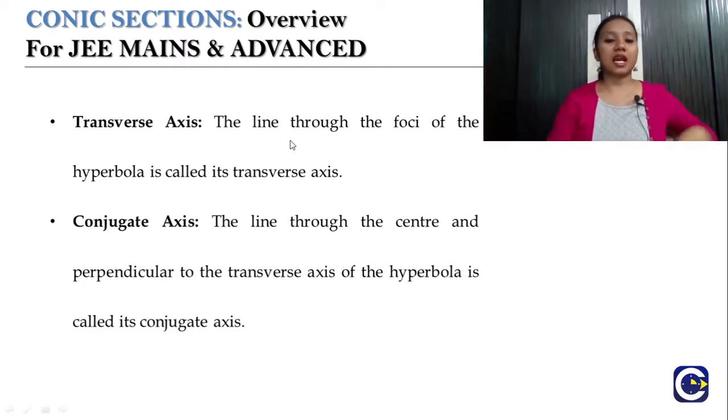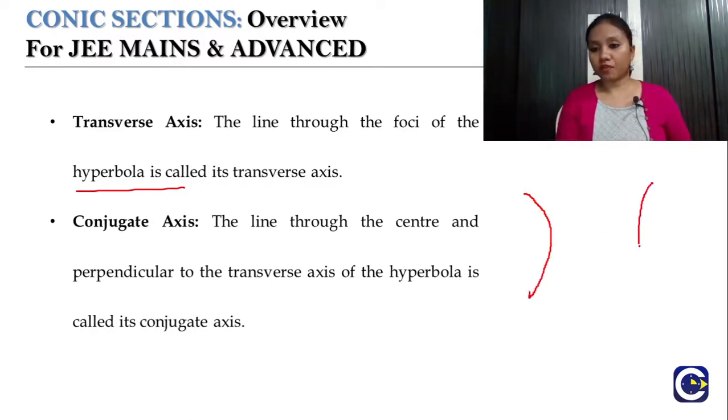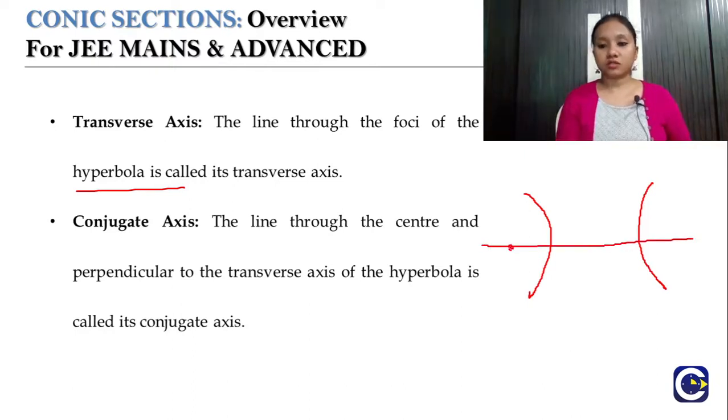So this transverse axis is nothing but the line which is passing through the foci of the hyperbola, right? So suppose this is our shape of hyperbola, so as we know we'll be having two foci. So the transverse axis is nothing but the line which is passing through the foci. That means if this is my S and if this is my S dash, the line which is passing through my foci is called the transverse axis.